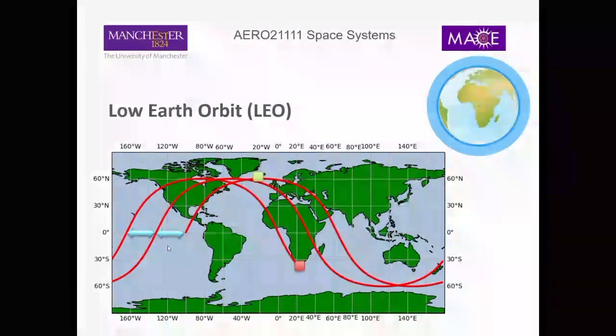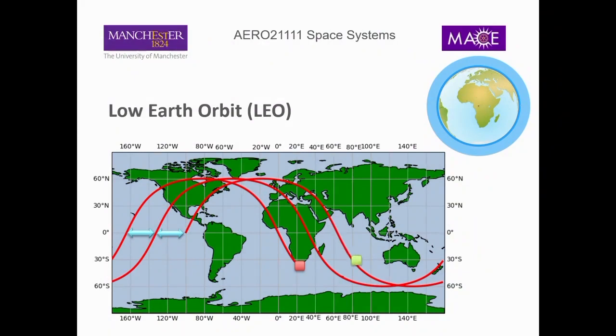So this is a little animation to show you what I mean. It's not tremendously exciting, but hopefully that helps to make sense of what's going on, right? So the satellite goes around, it does one orbit, so that's one orbit period. It's gone back around to the equator, and you get this change in longitude here.